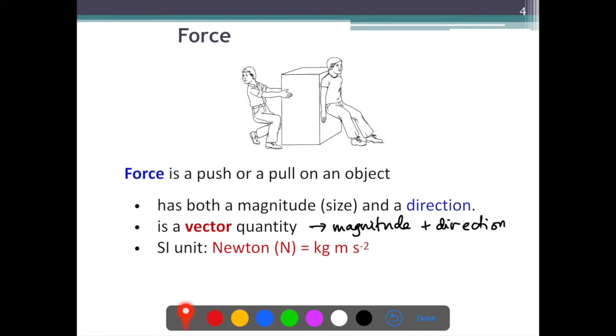The unit for force is called the Newton, and this is a derived unit which is a combination of the base units kilograms, meters, and seconds. 1 Newton is equal to 1 kilogram times meter per second squared.